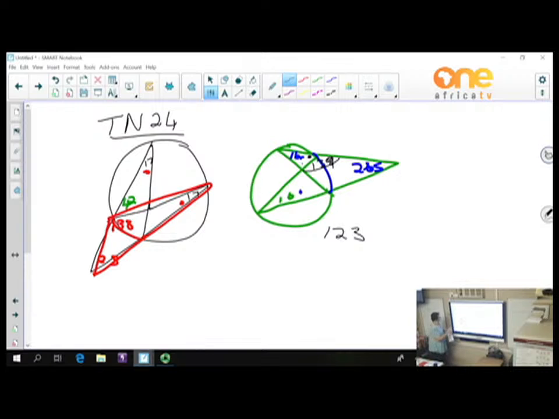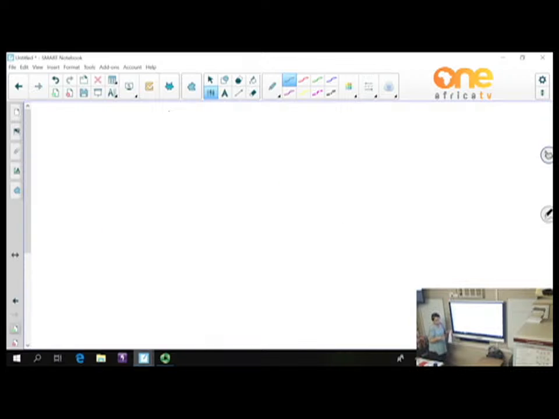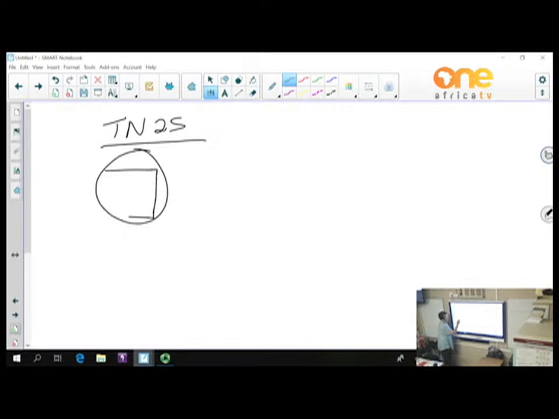So now we're going to go over this was the homework up to here. Now we start with try now 25, and this is about cyclic quadrilaterals. So what are the two things that we know about cyclic quadrilaterals? We know that the opposite angles are supplementary. That's the one thing. And that this exterior angle is equal to that opposite one. That's what we're looking at here.